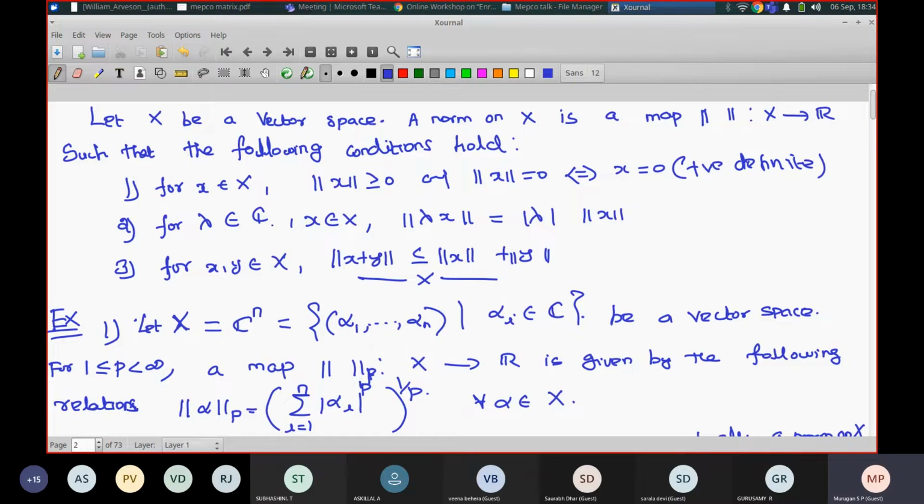The second thing is, for lambda belonging to C, here we will consider only vector spaces over C. Whatever results we prove are also true for vector spaces over R. If some results are not true over R, I will mention it at that time. So for lambda in C and x in X, the norm of lambda x is nothing but modulus of lambda times norm of x. This is the positive homogeneity.